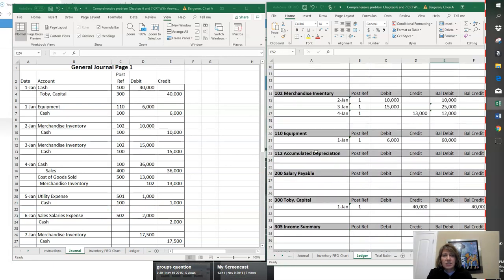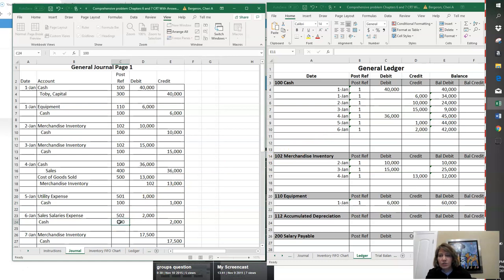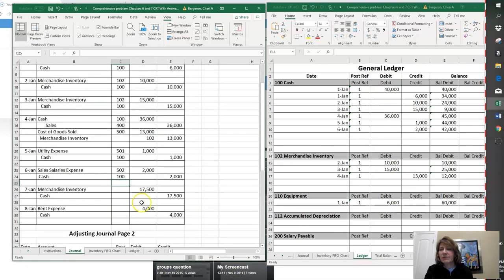All right, cash, so I'm scrolling back up. January the 6th, from page 1, cash credit for $2,000, so a debit and a credit I subtract, so 44 is going to go to $42,000. That went to account number 100. All right, just a few left.